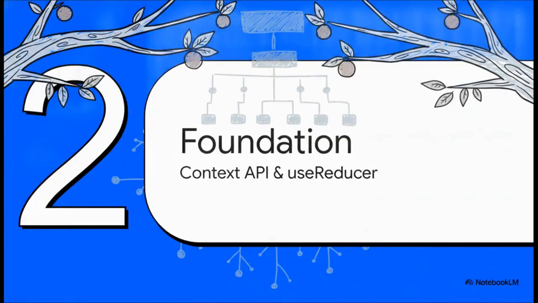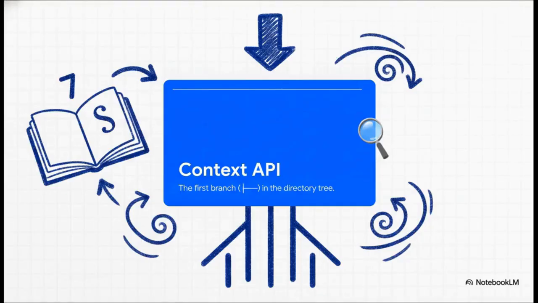Moving on to Section 2, let's talk about the foundation, featuring the Context API and Use Reducer. Sitting right at the very top of our directory, the first branch on the tree is the Context API. You know this one. It's React's built-in solution designed specifically for passing data deep down the component tree. It is literally your primary defense against prop drilling, letting you share global data like UI themes or auth states without having to manually pass those props through every single intermediate component.